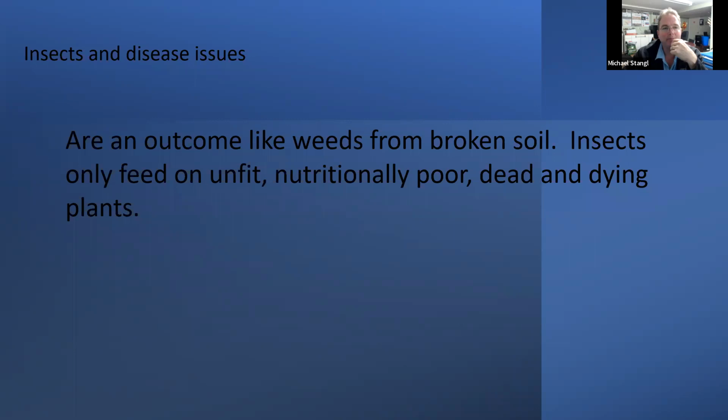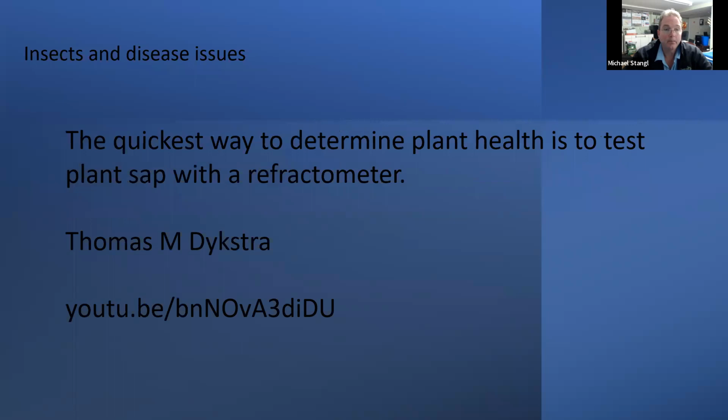Let me get into the bit of the insects and disease. Their outcomes, just like the weeds, are because our soil is broken. Insects only feed on unfit, nutritionally poor, dead or dying plants. We think we're fertilizing them, but we're committing a slow death to them. The quickest way to determine plant health is to test it.